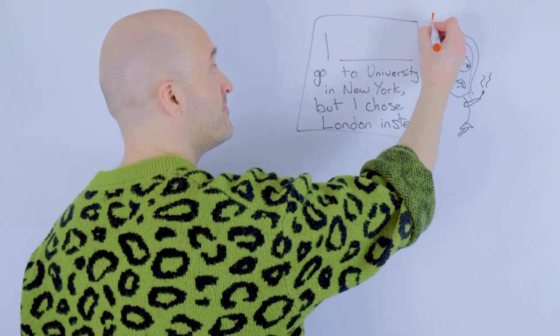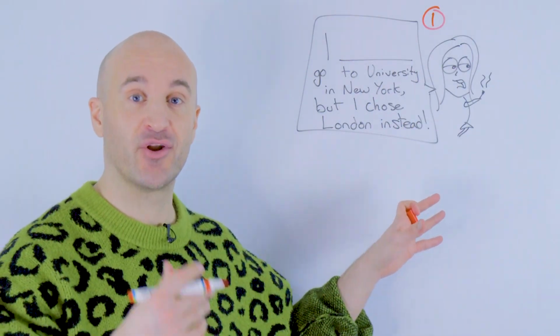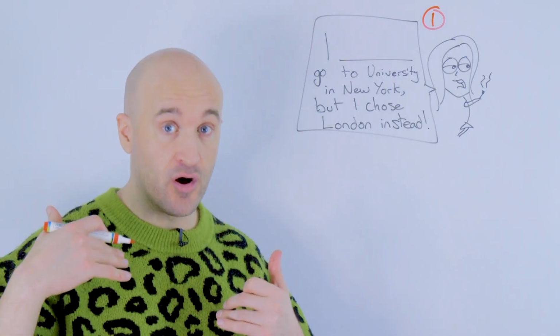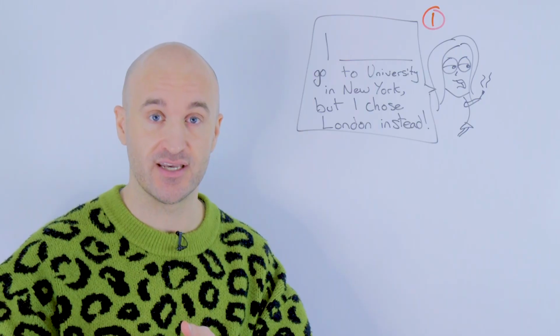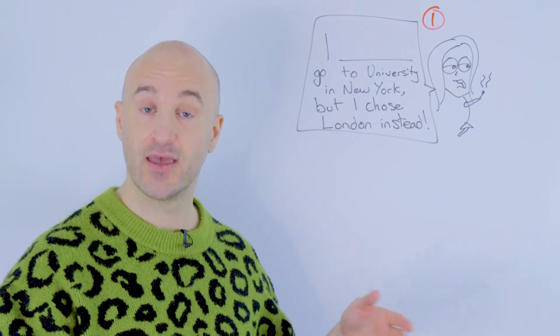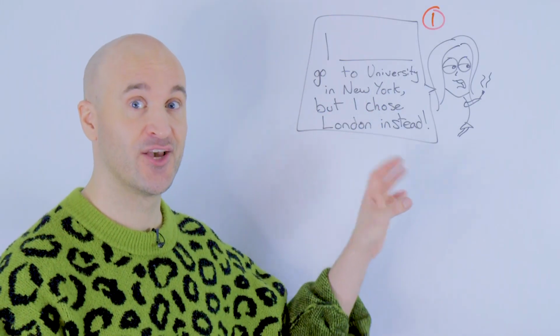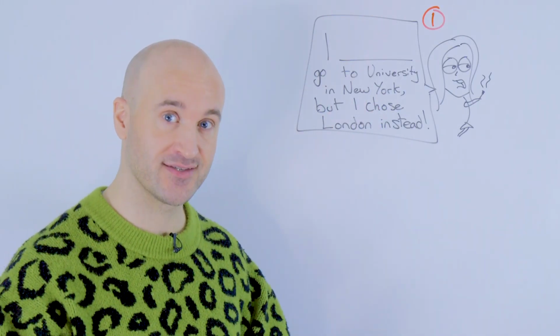Okay, number 1, she is talking about her university choice. She wants to say, the plan was a New York university, but that plan changed. Now the plan is London. What is the full sentence? Write it in your notes or in the comments.